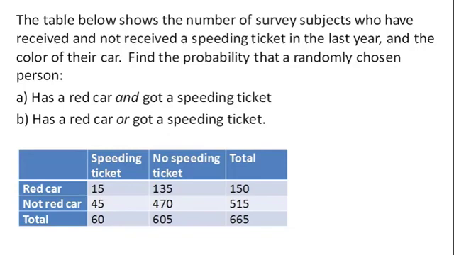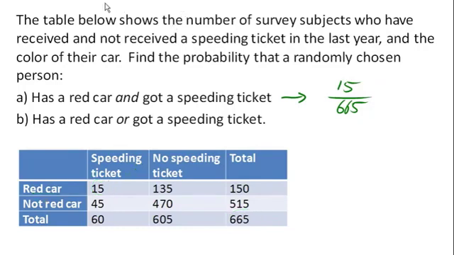So for the first question, where it says, has a red car and got a speeding ticket, how many people both had a red car and got a speeding ticket? Well, in this case, there are 15 of them. So 15 people both had a red car and got a speeding ticket out of how many total people? Out of 665 total people. So that's the probability of having a red car and getting a speeding ticket. Now, these are dependent events, and so we really have to work off the table. It would not be correct to find the probability of having a red car, the probability of speeding, and just multiply them.